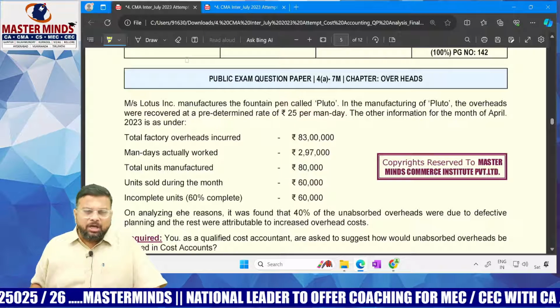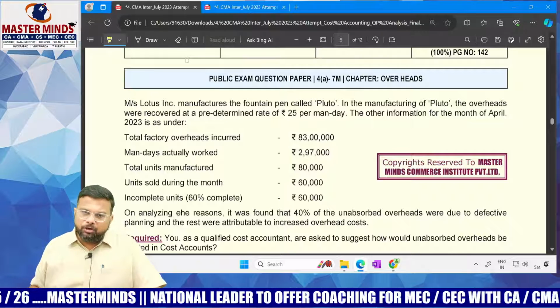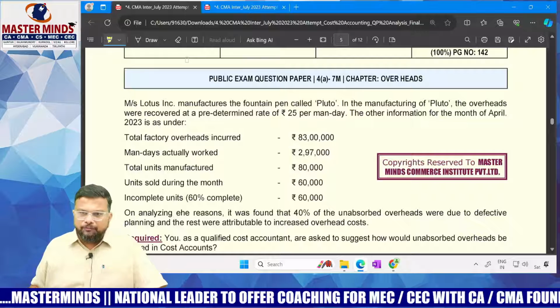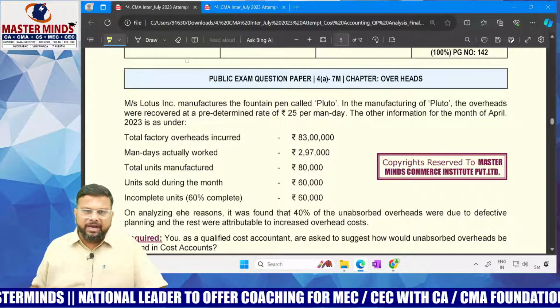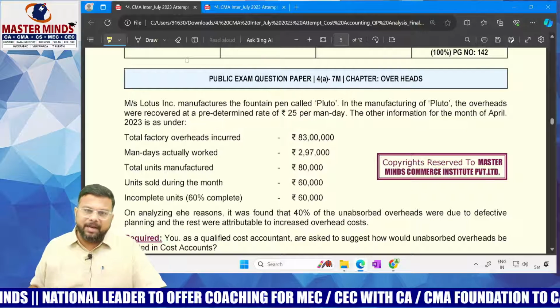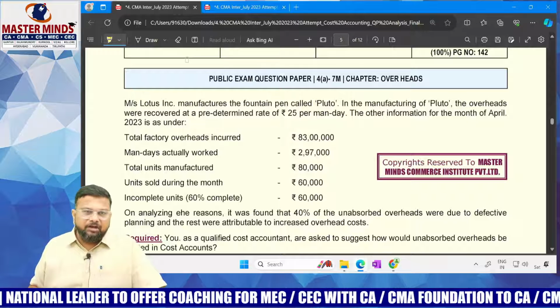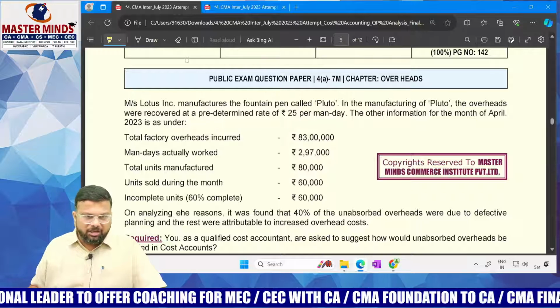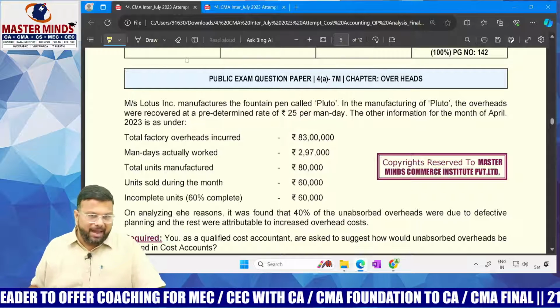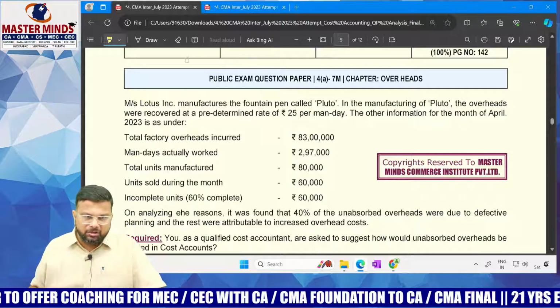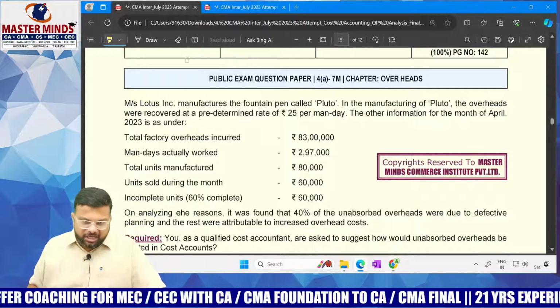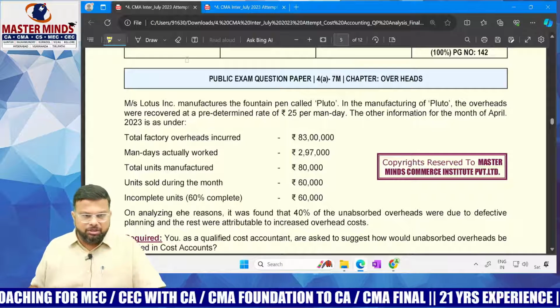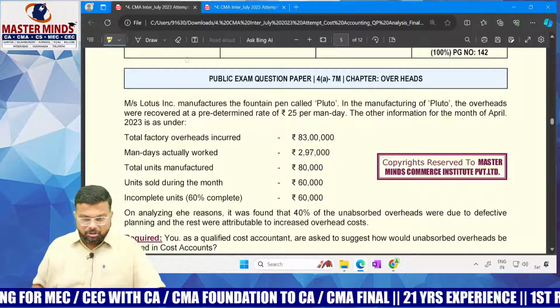Messrs. Lotus Inc. manufactures the fountain pen called Pluto. In the manufacturing of Pluto, the overheads were recovered at a predetermined rate of 25 rupees per man day. The other information for the month of April 2023 is as under. Total factory overheads incurred 83 lakhs. Man days actually worked 2,97,000. Total units manufactured 80,000. Units sold during the month 60,000. Incomplete units 60,000.